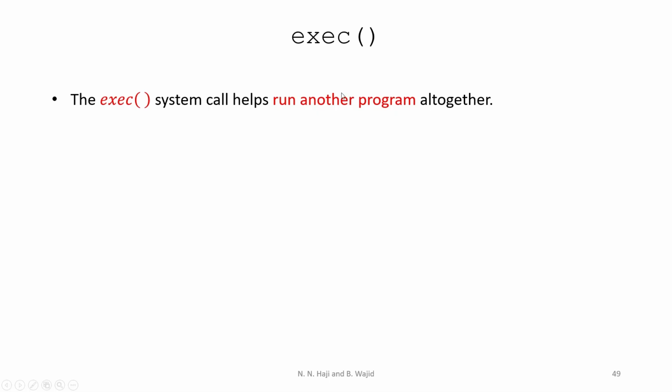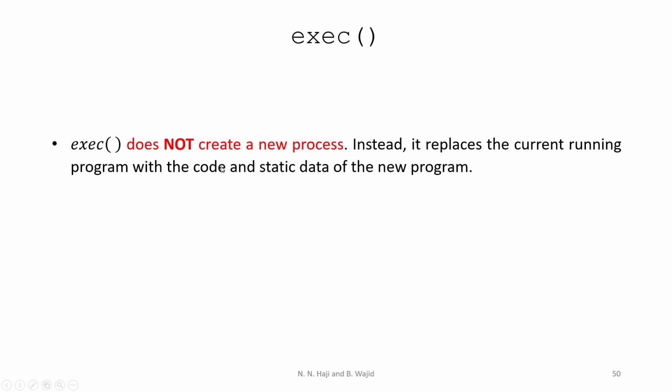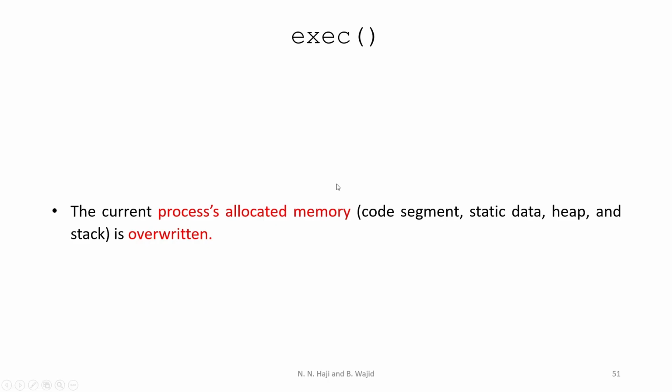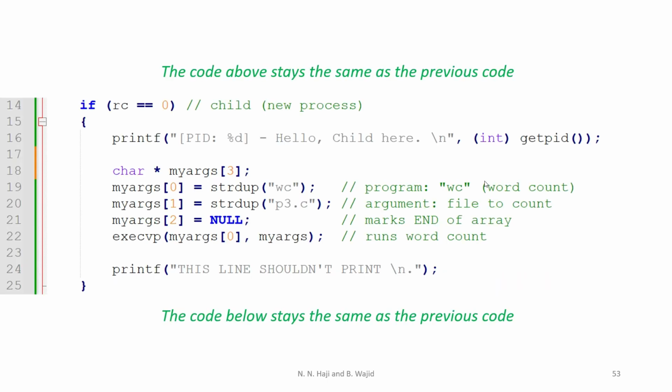So the last important command is the system call exec. What exec does is it helps run another program altogether. It doesn't actually create a new process. The process ID remains the same. Instead, it replaces the currently running program with the code and the static data of the new program. The process's allocated memory, that is the code, stack, heap, and static data, are all overwritten, and the new program runs over the old process.